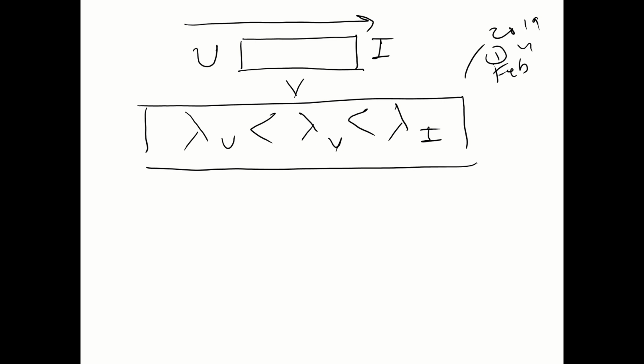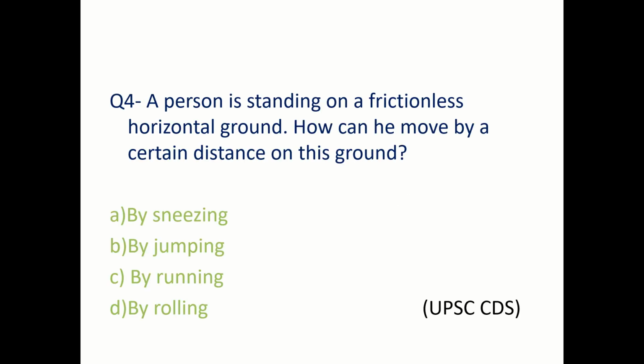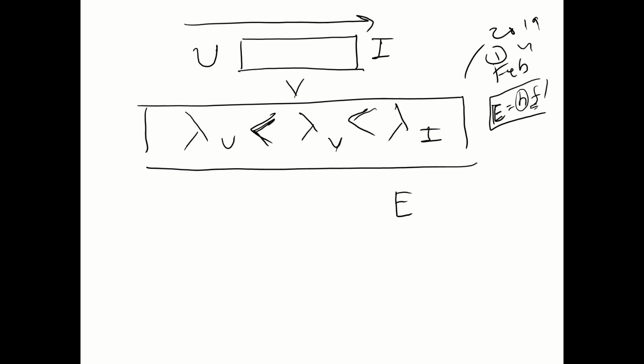Wavelength is inversely proportional to the frequency, and energy is equal to h into f, where h is a constant and f is frequency. So energy is inversely proportional to the wavelength. So the energy order will be ultraviolet radiations, visible light and infrared. It will be like this.